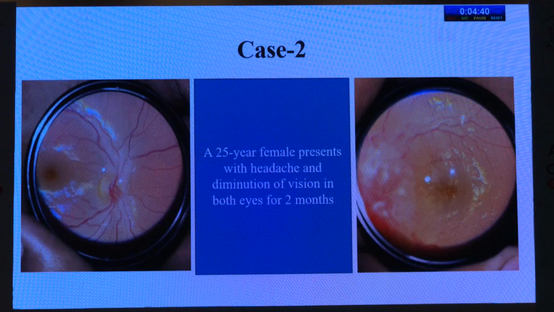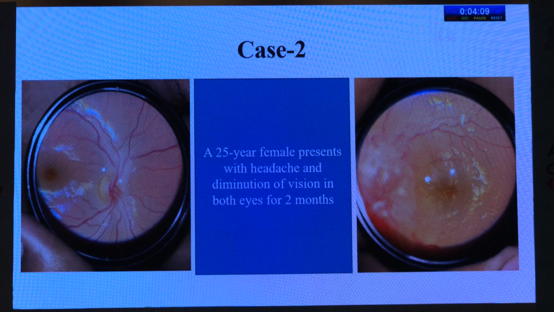So we are coming to the second case. This is again a 25-year-old female, presenting with complaints of headache and diminution of vision since the last 2 months. When she came to us, she had a CT with her, which was quite normal. But she was rapidly losing vision in the left eye, and it was around 6/60 when she presented to us. There was a RAPD, and this is how the fundus picture looked.